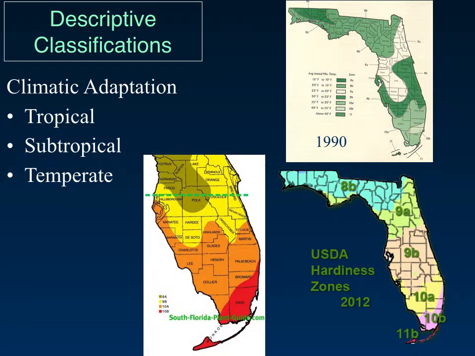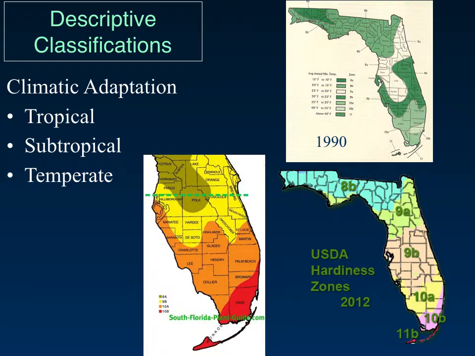There are descriptive classifications of our climate. And we can call it, and the state has three really different areas. We have our temperate areas, which are primarily in the panhandle. The peninsula about halfway to three-quarters of the way down is subtropical, and then the southern tip would be a tropical zone.